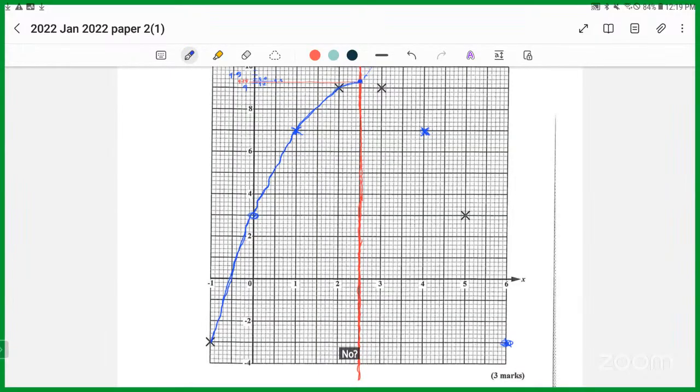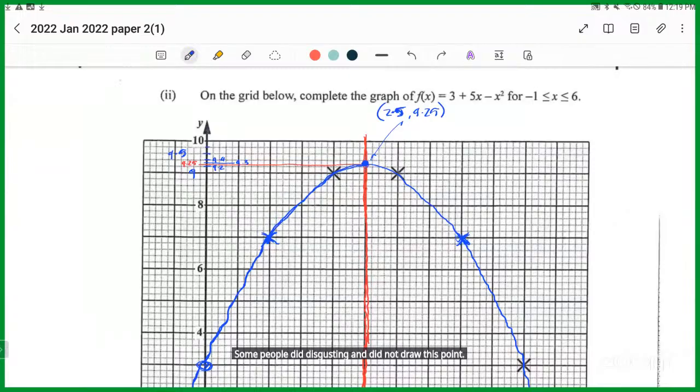Come down over here as well. Some people did this question and did not draw this point. What they did, they came right across here, came up to this point and went straight across to this point. The quadratic graph doesn't have a straight line on it. It's a curve all throughout, and you have to remember that it comes up to a maximum point. Anybody who did this and didn't work out that vertex point up here, I want you to redo the question for me. Please do it over again.